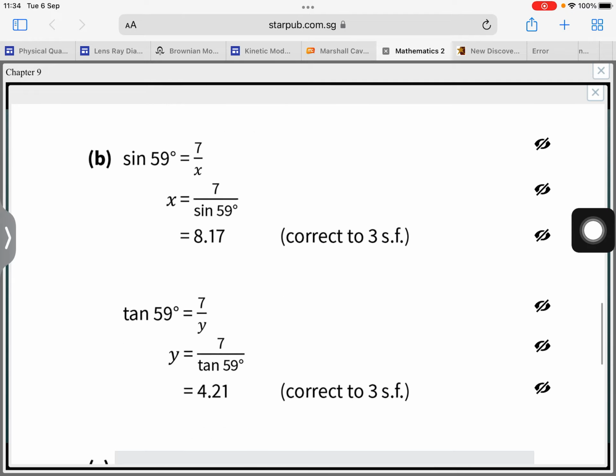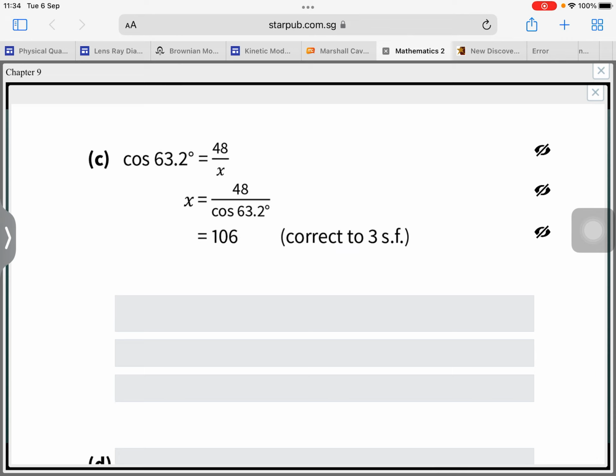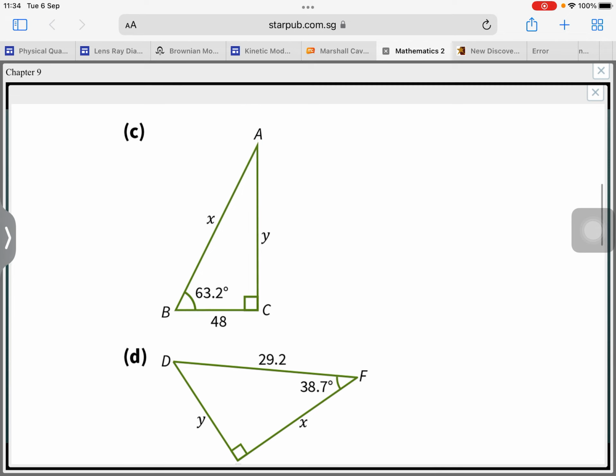Okay, so let's take a look. Cosine 63.2 is 48 over X, so X will just be equal to 48 over cosine 63.2. Key into a calculator, you should get 106, when corrected to 3SF. So take note of the cm also. Okay, so once you have X, next is to find Y.